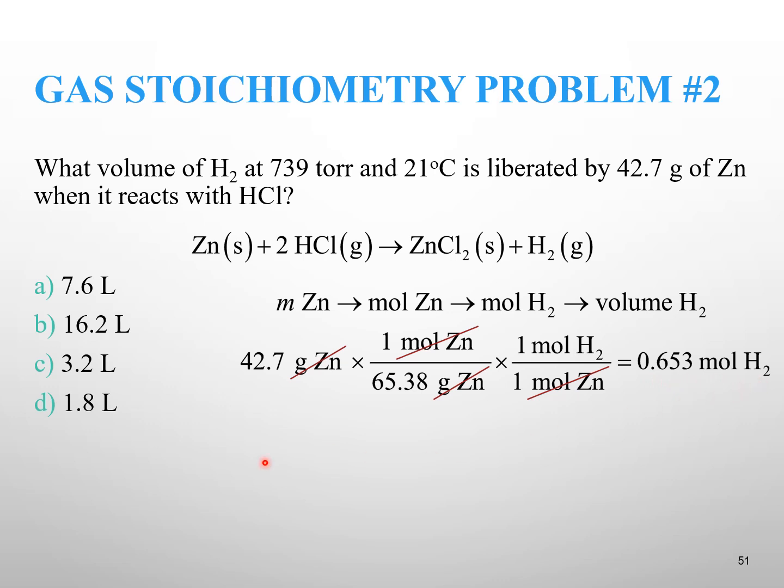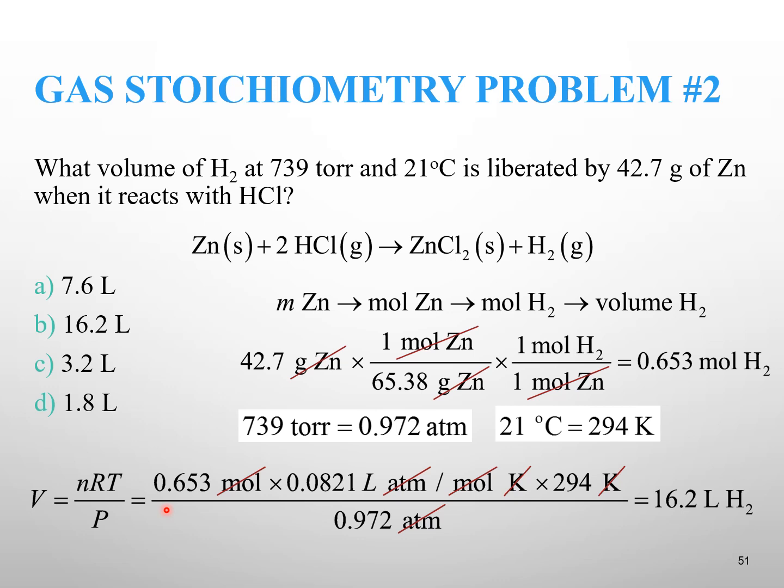Now we'll plug this into PV equals nRT. We have to remember, you can't use torr in PV equals nRT. It is converted to atm. So divided by 760, you get 0.972 atm. And our 21 Celsius should be converted to Kelvin as well. Never use Celsius in the equations. So we have n, 0.653, that's calculated from here. R is the gas constant. T is the temperature in Kelvin. P is the pressure in atm. And you get your answer as 16.2 liters of hydrogen gas.